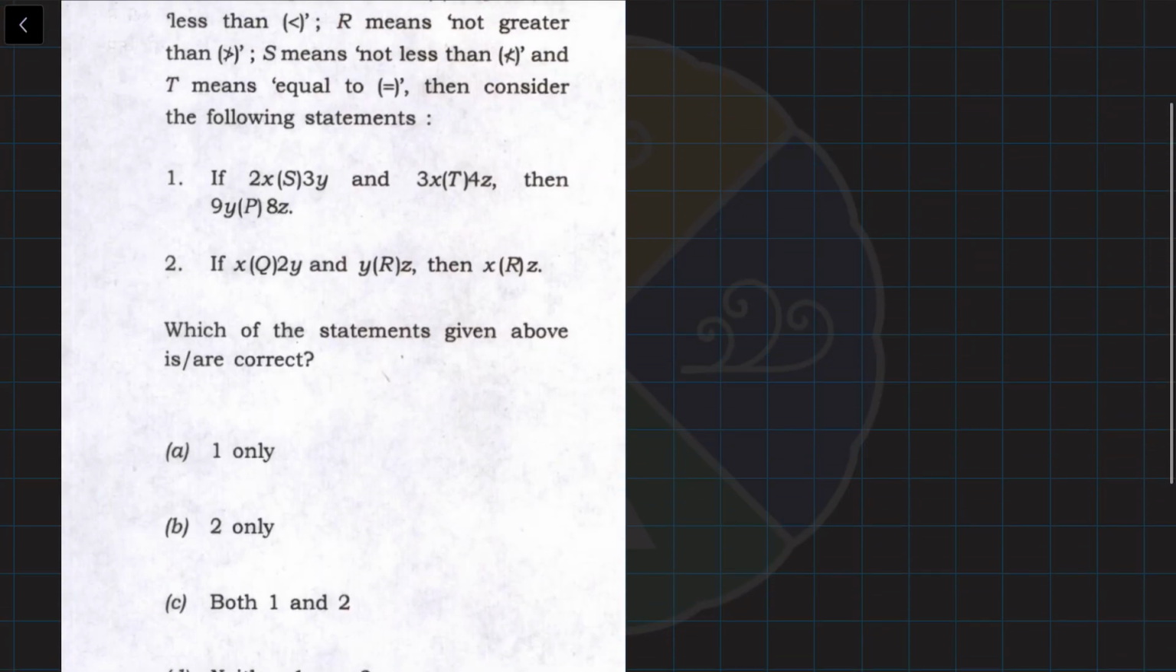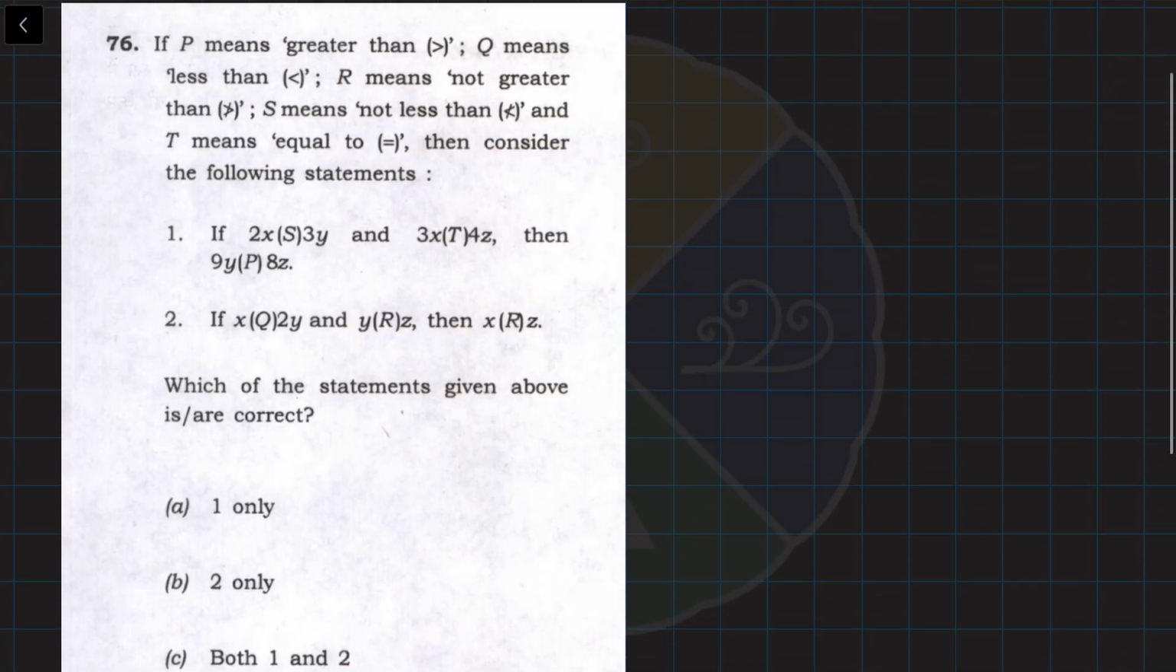Now in this problem we are supposed to compare some things, basically inequalities and equalities. So let's see what the question is saying. P means greater than Q. Okay, signs are already given, you just have to substitute a few things.